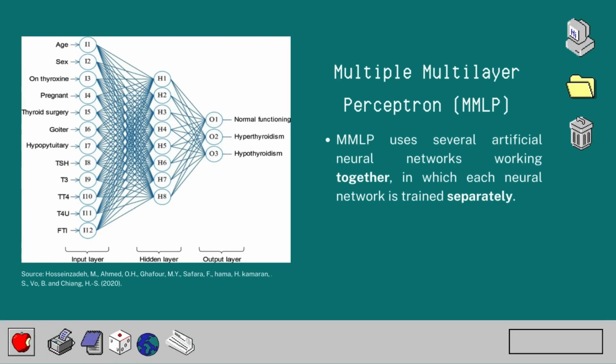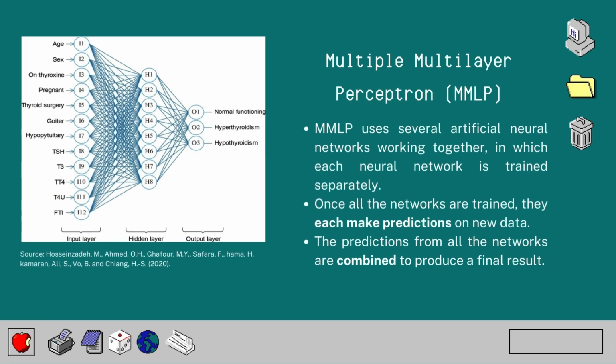In this study, the multilayer perceptron (MMLP) uses several artificial neural networks working together, in which each neural network is trained separately. Once all the networks are trained, they each make predictions on new data. The predictions from all the networks are combined to produce a final result.